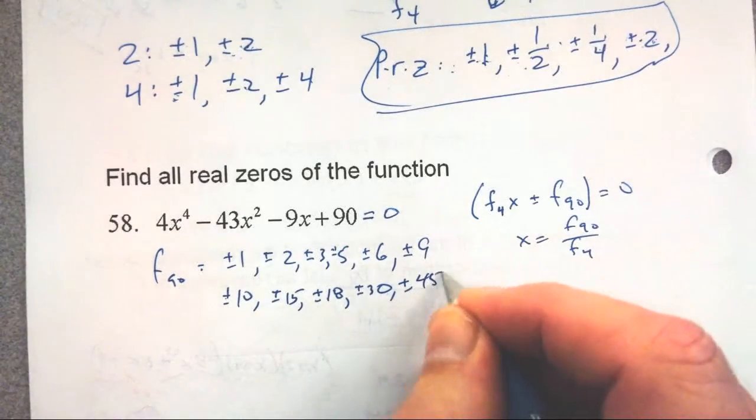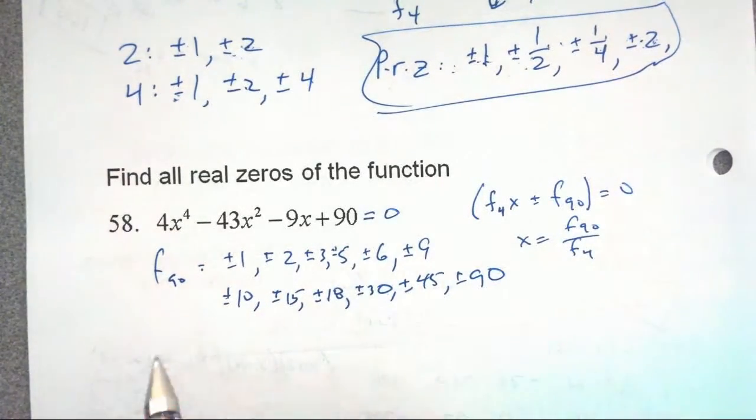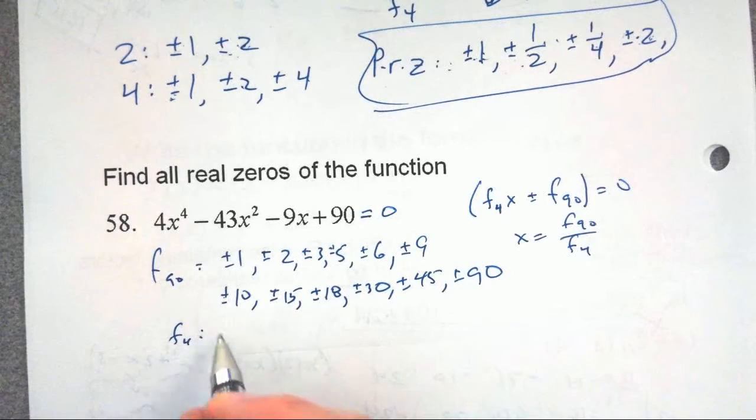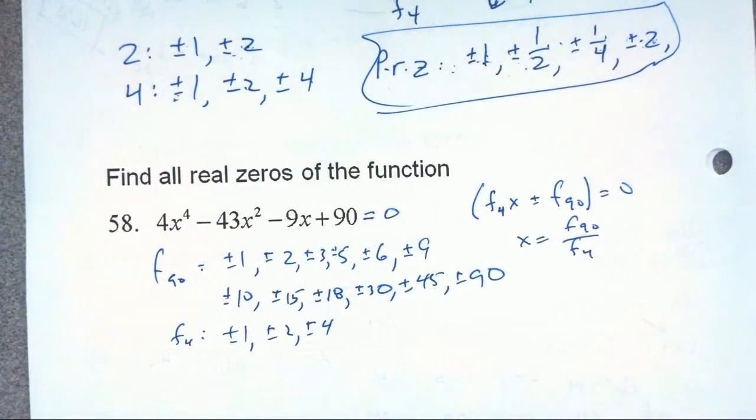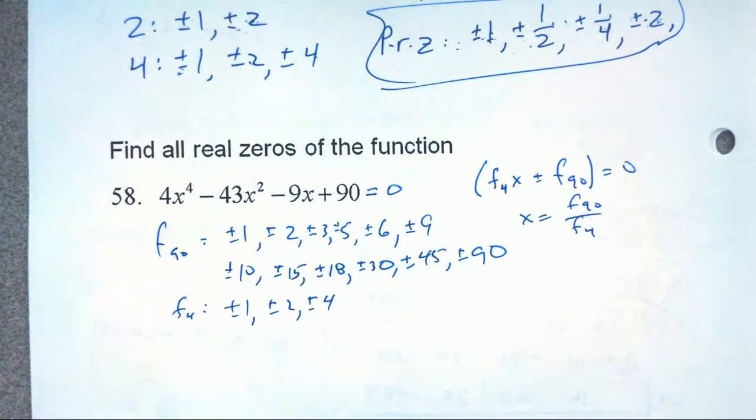2 goes in 45 times, and plus or minus 90. Yikes. How about factors of 4? Plus or minus 1, plus or minus 2, plus or minus 4. So in graphing calculator days, we had to do this.